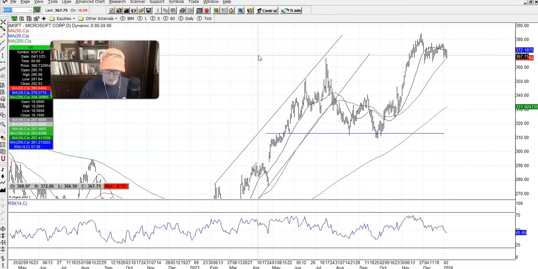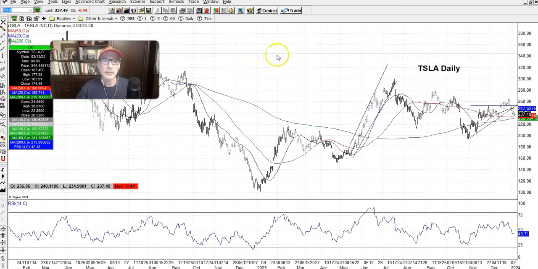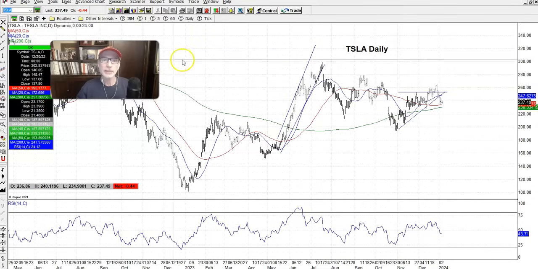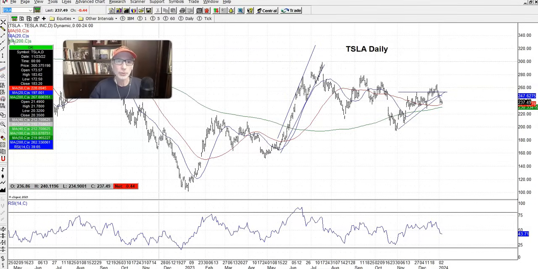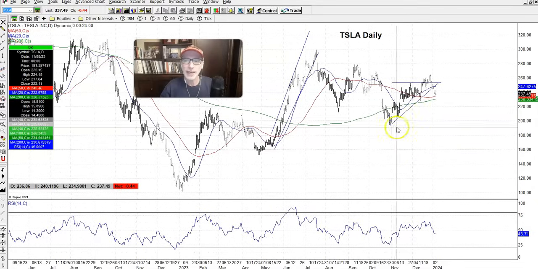Let's look at Tesla, one of everyone's favorites. If you watch these videos, you know that it's even hard for me to figure out which way Tesla's going. It's such an erratic stock. I try to draw my patterns and these indicators, and it's too hard to figure out which way Tesla's going to move.